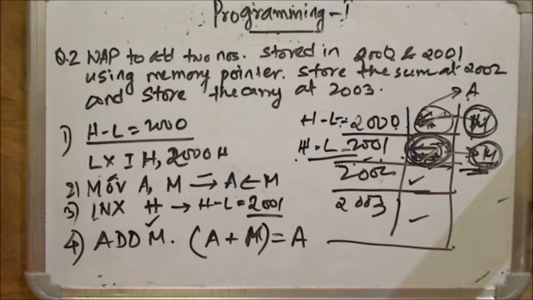Now what is the difference between this program and the previous program? In the previous program, we first loaded the numbers in registers and then added the numbers. But here we can directly add the numbers stored in memory locations. Now you understood? As you add them, the number has to come in A. After adding, A has the sum.